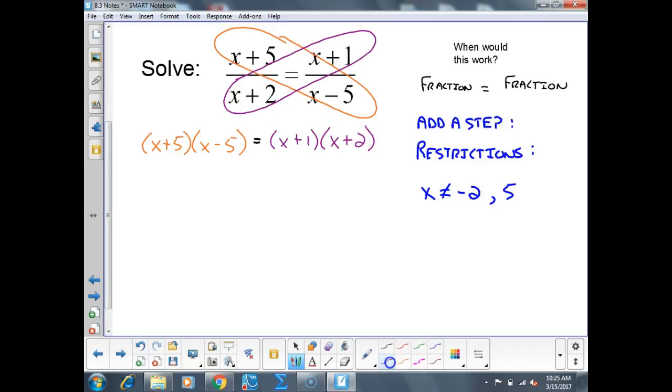Left side, what does left side become? x squared minus 25. x squared minus 25, is that what you said? Because it sounded like you said x squared plus 25 there for a second. Right side, what does it become? x squared plus 3x plus 2. Agree with x squared plus 3x plus 2?